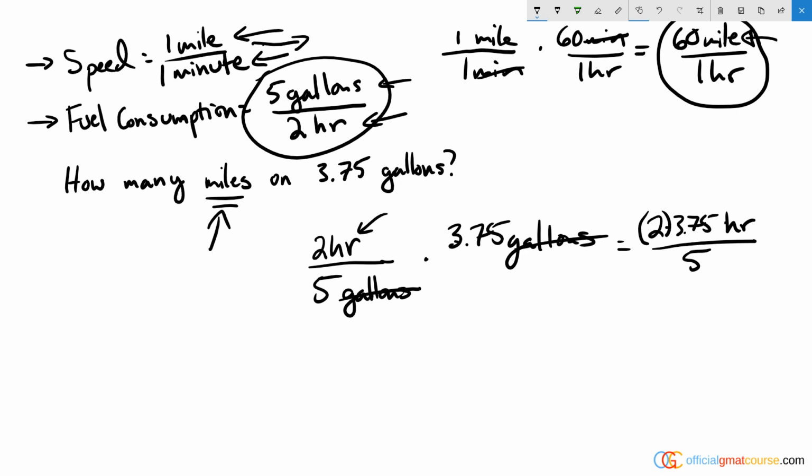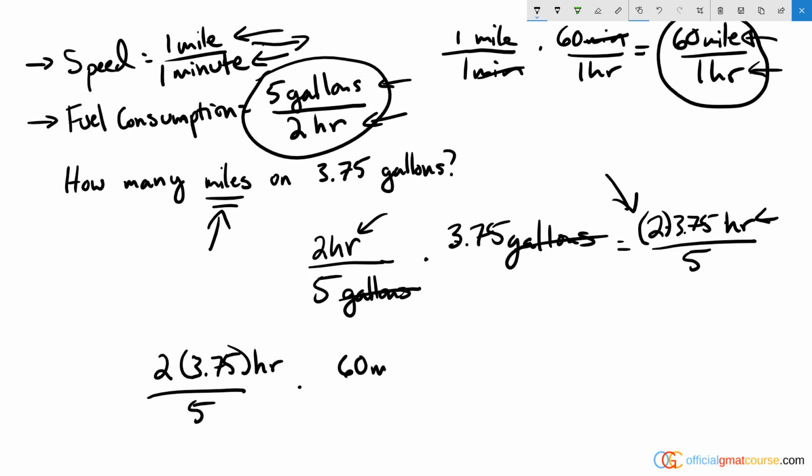And I've got hours on the bottom here and hours on the top here, and I want to cancel that out. So what I'm going to do is take this fraction here, 2 times 3.75 divided by 5, and this is hours. And then I'm going to multiply by my other rate, which is 60 miles per 1 hour. And notice that we can do a little bit of cross canceling here. The hours cancel. And then let me just grab a pen here. So the hours cancel. And then the 60 versus the 5 is going to give me a 12 on top.